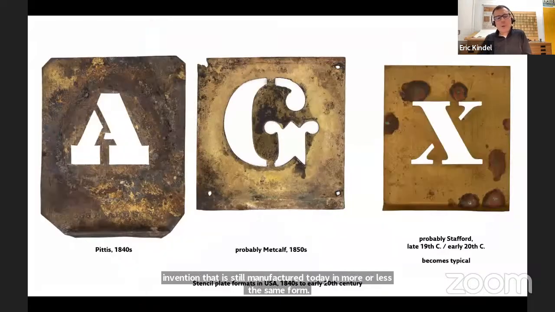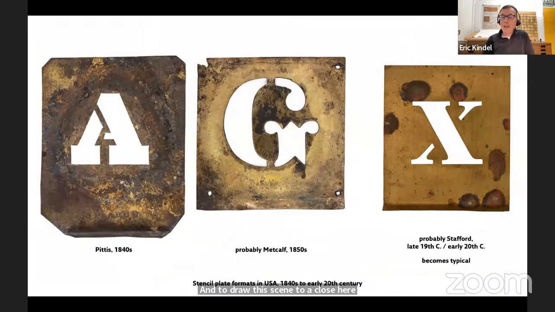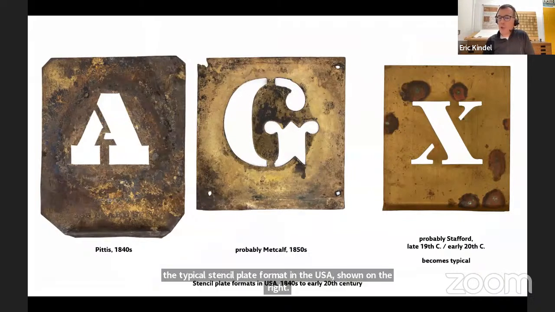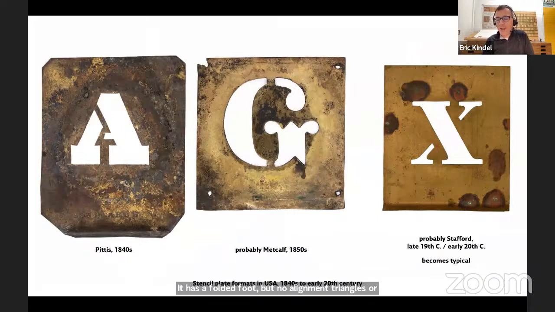And to draw this scene to a close, here for comparison is the typical stencil plate format in the USA, shown on the right. It has a folded foot, but no alignment triangles or angle cut corners. But this format appears to have evolved from the example on the left, whose 4 angle cut corners suggest that the earliest stencils in the USA were more similar to their British and French forebears.